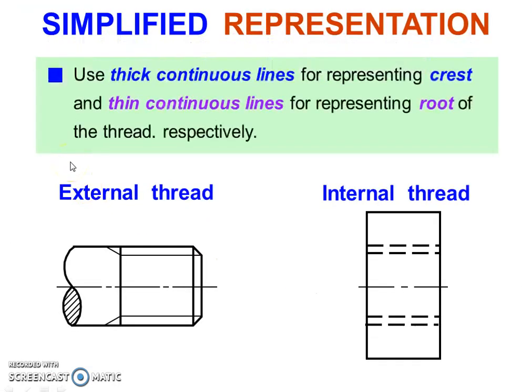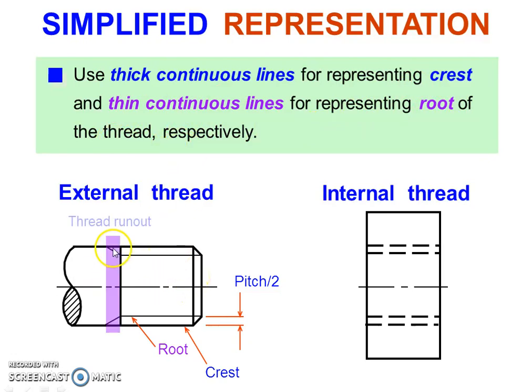Simplified representation. Use a thick continuous line for representing crest and a thin continuous line for representing root of the thread respectively. This is the runout portion provided over the threaded part. The distance between two parallel lines drawn is equal to half of the pitch. The thin continuous line represents root and the thick continuous outer line represents crest. And at the end, a chamfer is provided at an angle of 45 degrees.